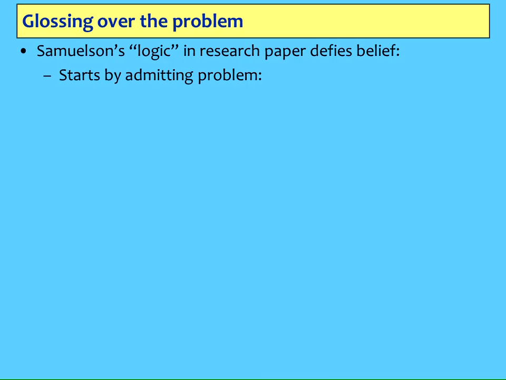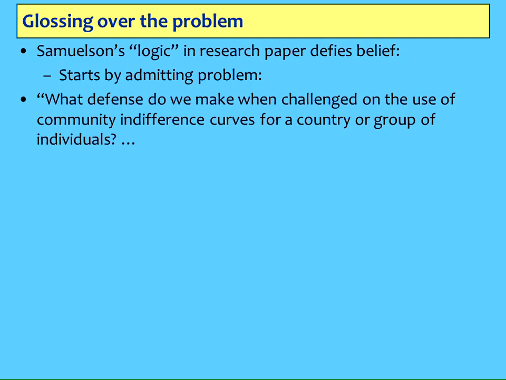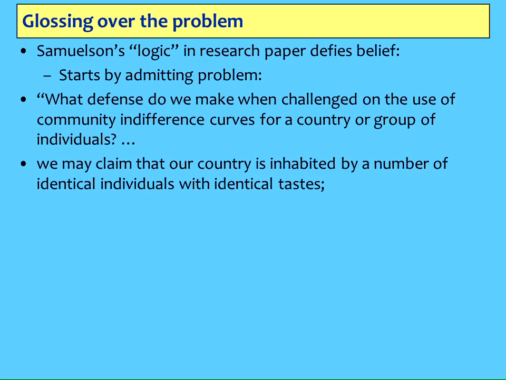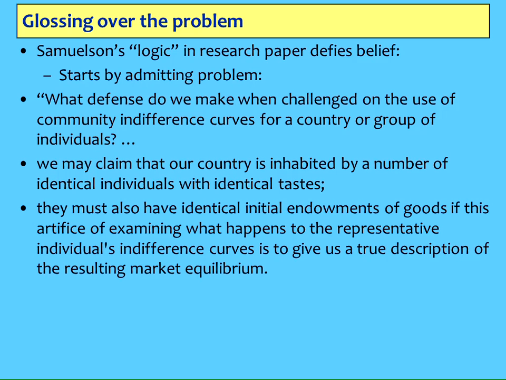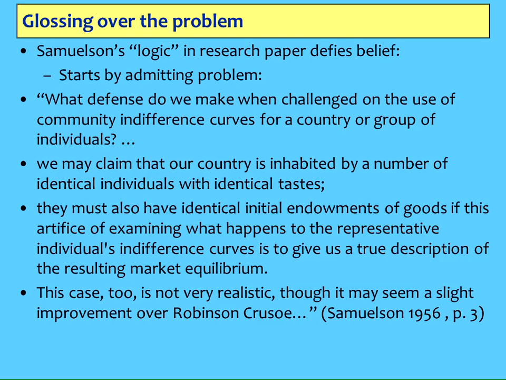In a research paper, which I'll talk about in a moment, he admits the problem. He says, what defence can we make for using community indifference curves, which is the stuff that Gorman did back in 1953, for a country or a group of individuals? How can we try to represent an entire country as a single set of indifference curves? He said, we might claim, notice this, a country is inhabited by a number of identical individuals with identical tastes, and also identical initial endowments. We're admitting all the problems that I've shown you exist in the actual. He knows the literature at this stage. He said, that's pretty unrealistic. Can't do that.